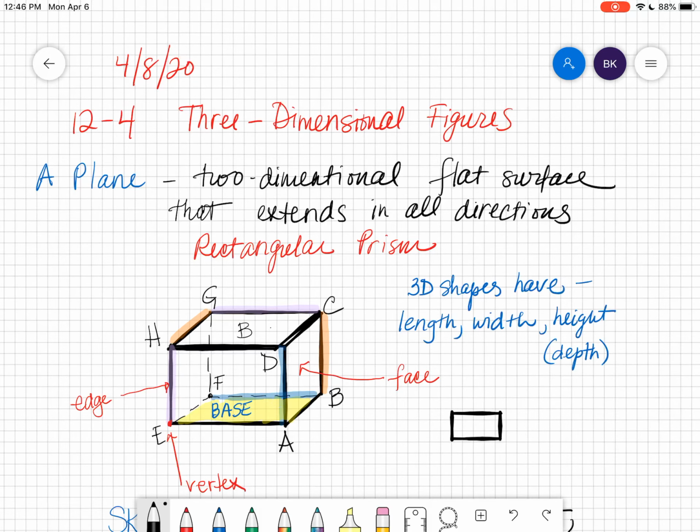Today's lesson is chapter 12, section 4. And we are going to start talking about three-dimensional figures. And just a couple of definitions.